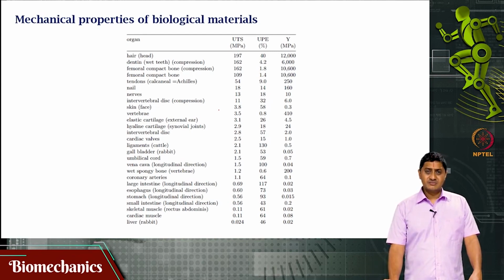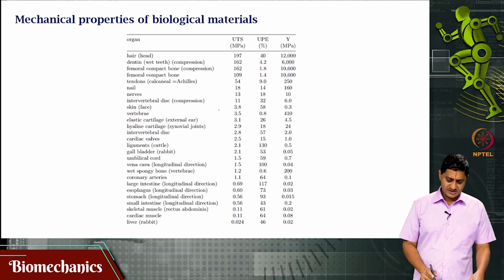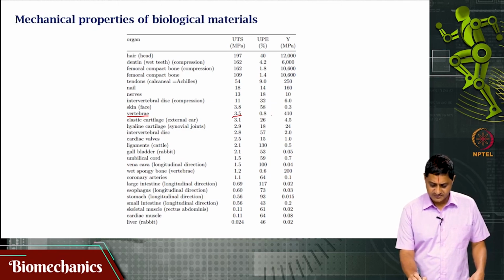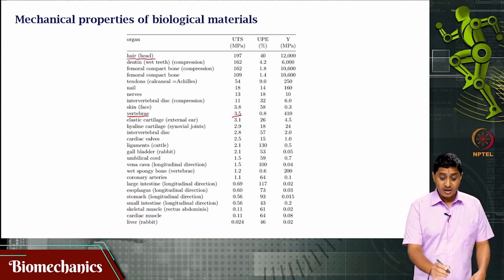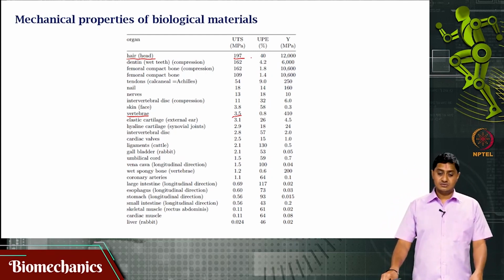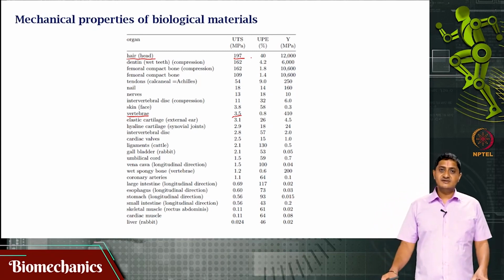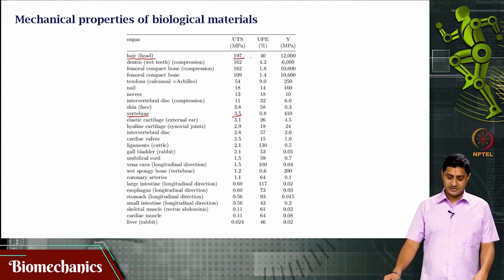So, this is an example of some biological materials and their properties. We can take some examples. Vertebra, having a UTS of 3.5 megapascals. Whereas, if you take hair, that is going to have 197 megapascals as the UTS, so a very strong material. You would think that hair is not a strong material. It turns out hair is one of the strongest materials if you take UTS as the measure of strength.